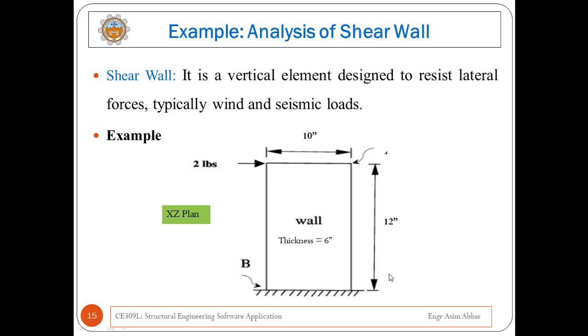The thickness of this shear wall is 6 inches, the height is 12 inches, and the width is 10 inches, and there is a 2-pound load applied laterally at the top corner. Now I will discuss how to analyze the shear wall in SAP2000.